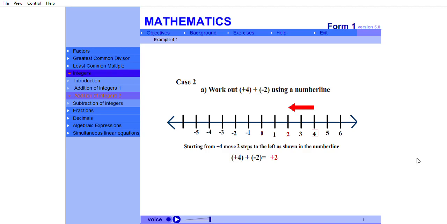Starting from +4, move 2 steps to the left as shown on the number line. (+4) plus (-2) is equal to +2.